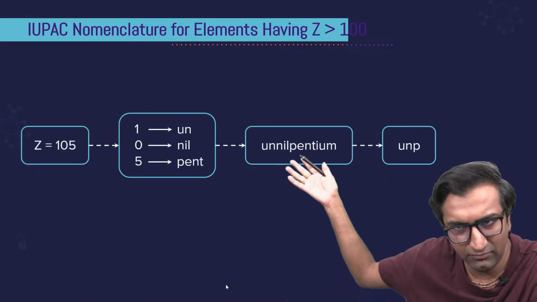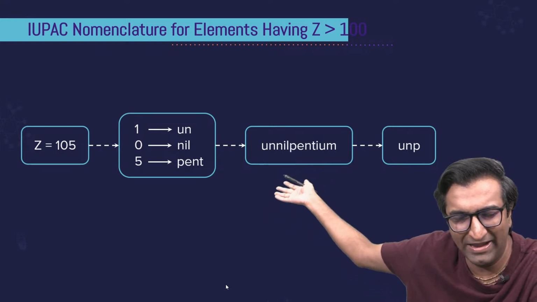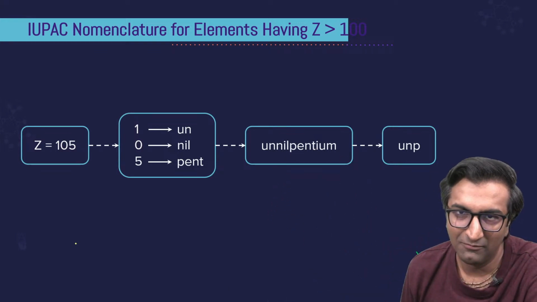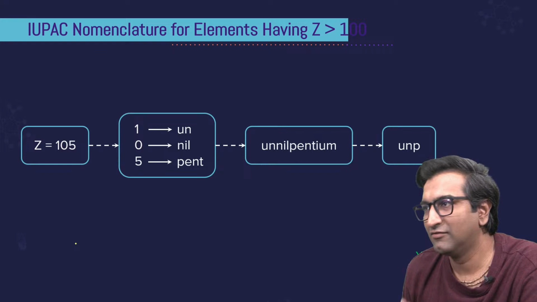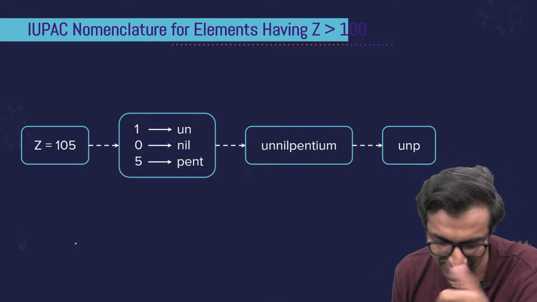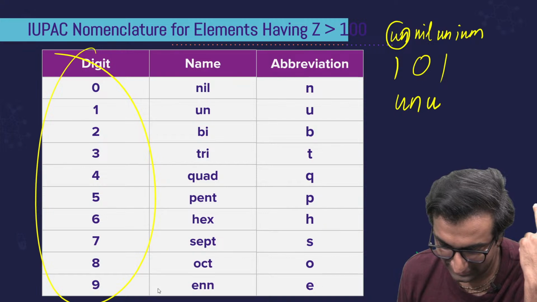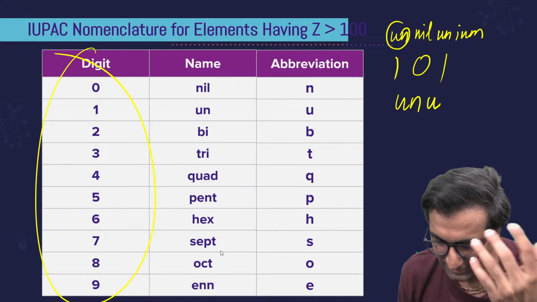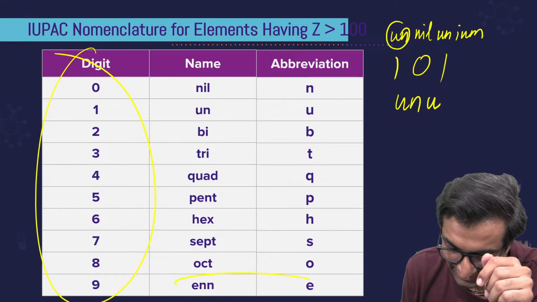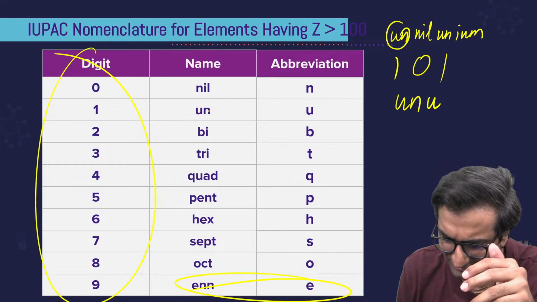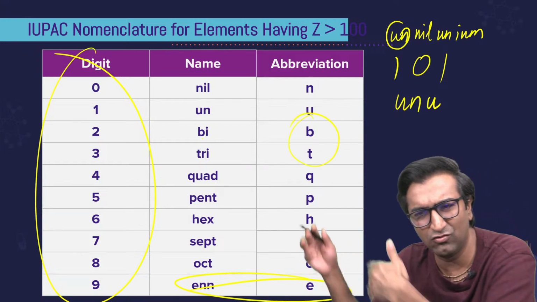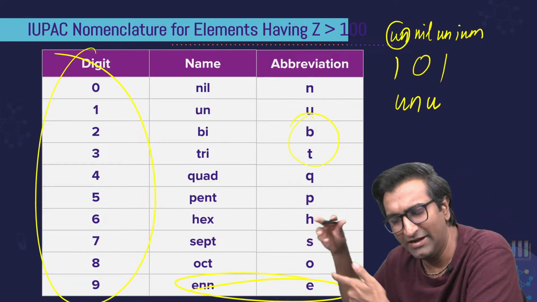Alright, so 105 is un, nil, pent. If you don't remember 5 is pent, bro, थोड़ा Latin सीख ले. Un, dos, tres, cuatro, no. That's Spanish. Okay. Un, bi, tri, quad, pent, hex, sept, oct, en. The only weird one is 9 is en. That is weird, but everything else seems okay. Bi, tri, you will do in this whole coordination thing as well, okay?